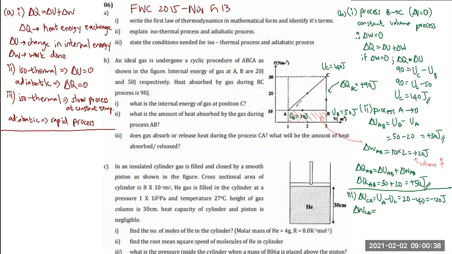Okay, so that's going to be a trapezium. How do you find the area of the trapezium? Half into the length of the parallel sides. So you have to find the whole area under CA, because it's a process. If you want to find the work done during a process, you have to find the total area under that particular line, just like we did. So half into the addition of parallel sides will be 10 plus 30.